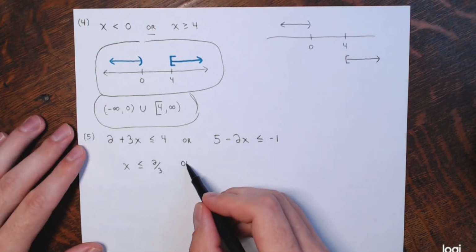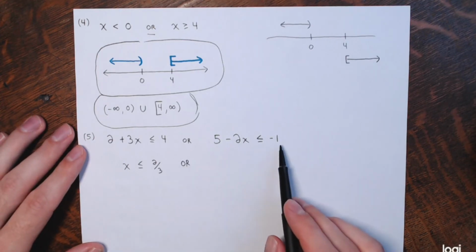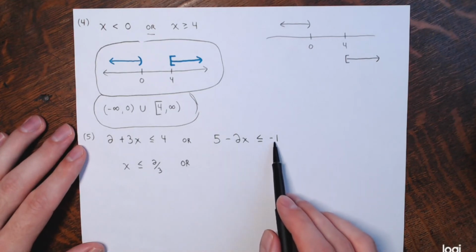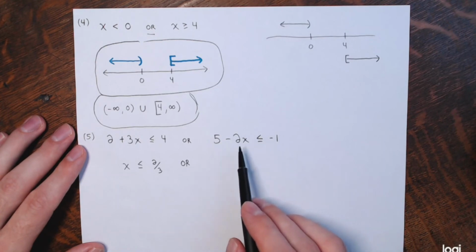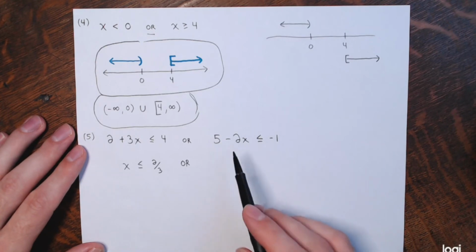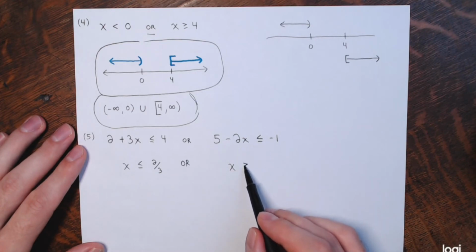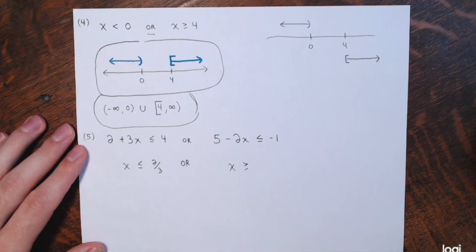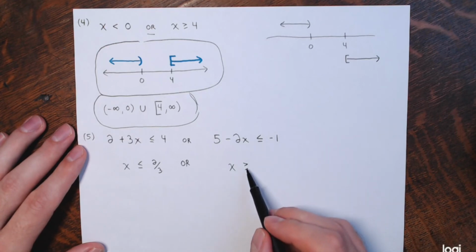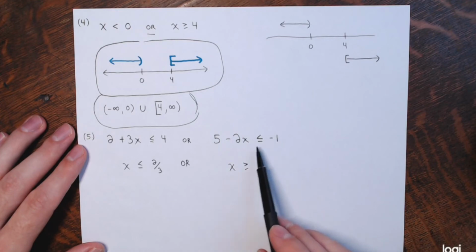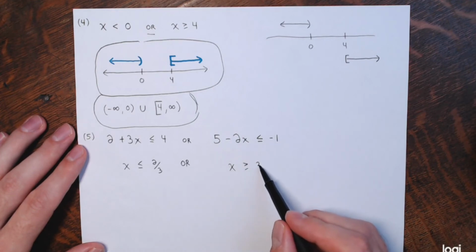And then we have the OR, and then same thing over here. First I would subtract 5, and that would give me -6 on the right. And then I would divide by -2. Dividing by -2 would flip the symbol. Right, change the direction of the inequality. So instead of is less than or equal to, it's is greater than or equal to. And again -6 divided by -2 would be +3.